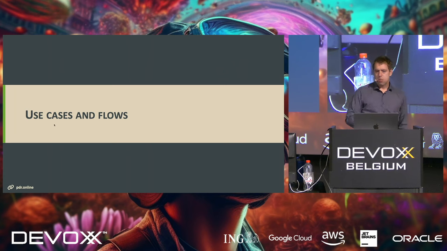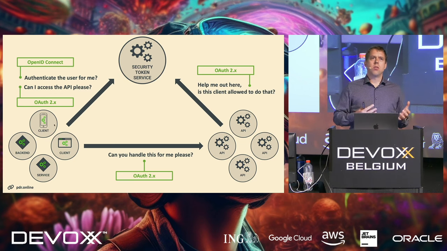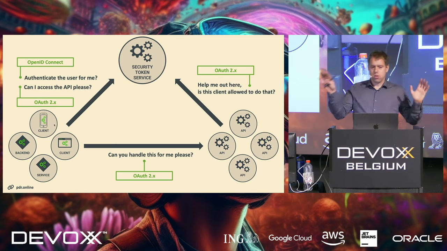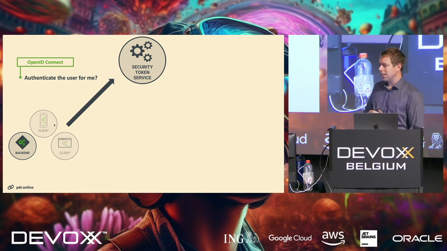Let's dive in. Let's talk about use cases. Let's talk about flows, and let's talk about doing something with OAuth and with OpenID Connect. So let me go back to this triangle where we have OAuth and OpenID Connect, whether it's OAuth 2.0, 2.1, whatever, 2.x, that's the easy way to describe that. And I want to start with OpenID Connect, because OpenID Connect is the easy part.